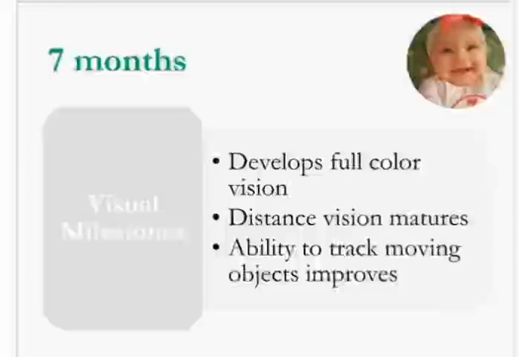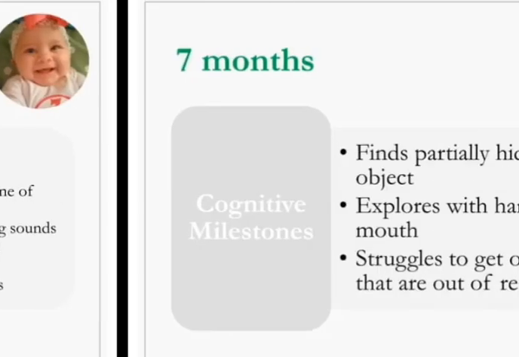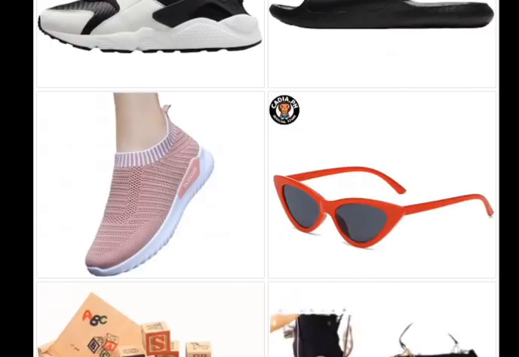In the case of the 7th month, there will be the visual milestones. They develop full color vision, distance vision matures, ability to track moving objects improves. Language milestones: responds to own name, begins to respond to no, distinguishes emotions by tone of voice, responds to sound by making sounds, uses voice to express joy and displeasure, babbles chains of vowels and consonants.